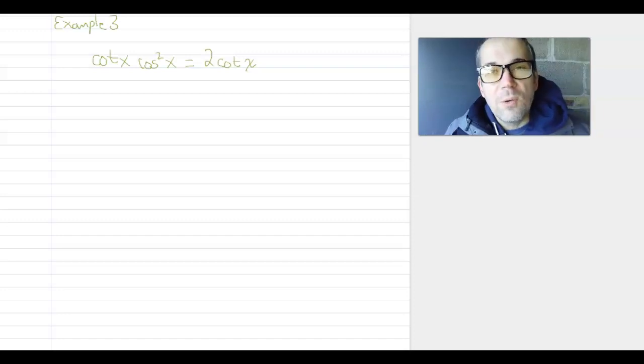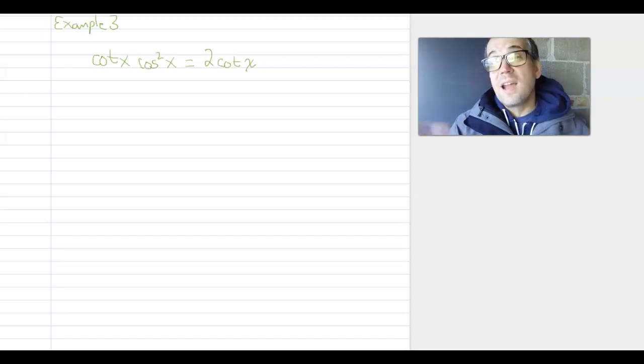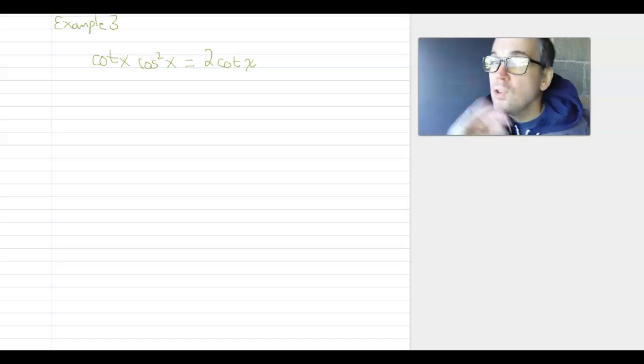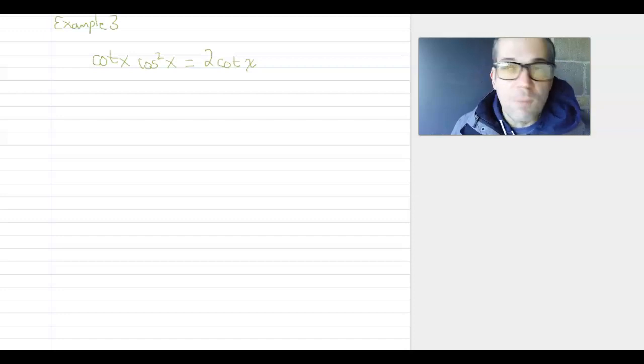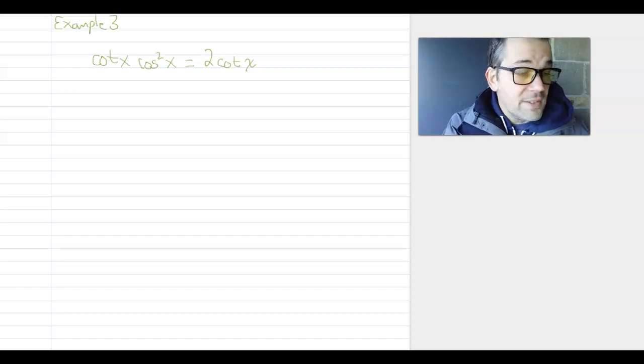Oftentimes, if you're dealing with an equation like this one, when there's multiple trig functions, our first step is going to be to get one side of the equation equal to 0, then do some factoring, and then use our properties of 0, like the multiplication property of 0, to solve it from there. And that's exactly what's going to happen here. Step 1 is to get one side of this equation equal to 0. I'm going to do that by subtracting 2 cotangent of x off of both sides.